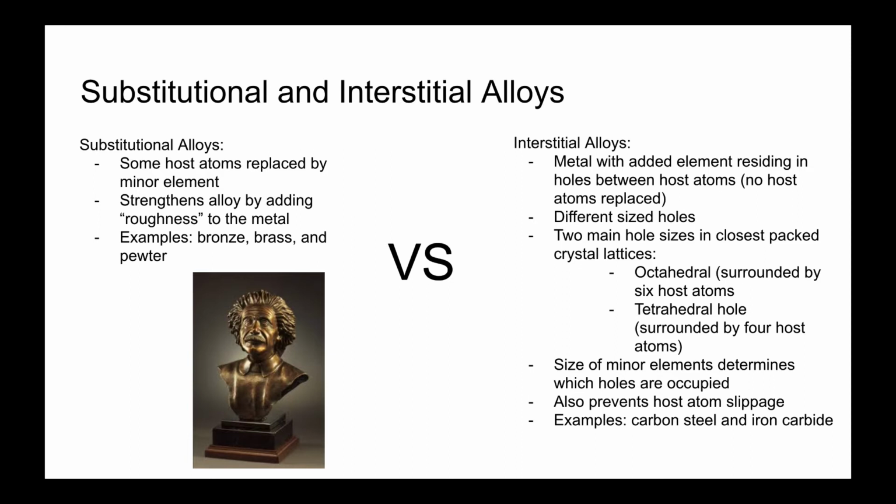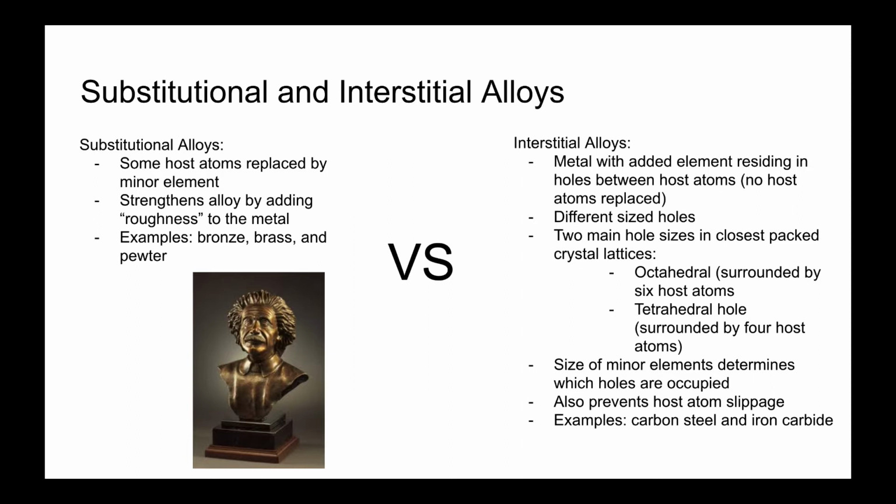So moving on to interstitial alloys, these are different because instead of having the added element replacing some of the host atoms, you have the added element residing in the holes between the host atoms. Because remember that the atoms are circular, so there's going to be space in between them. And this is where the added element resides, so it's not replacing any of the host atoms.